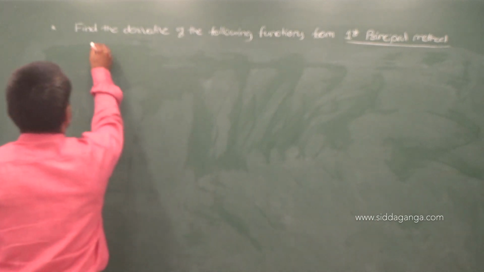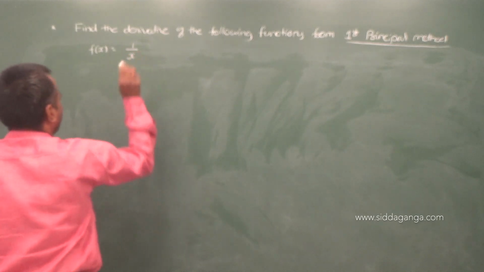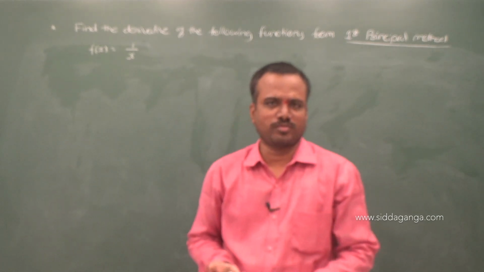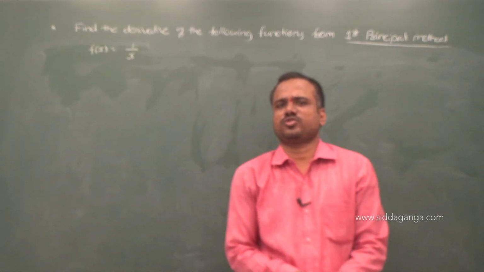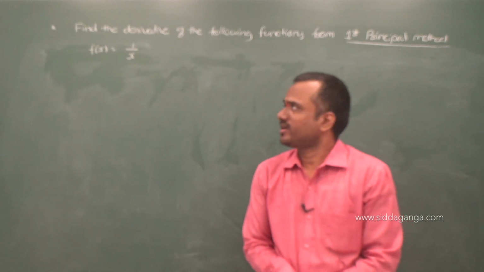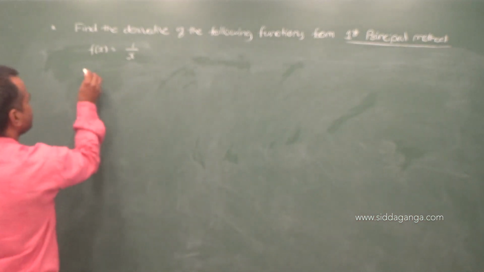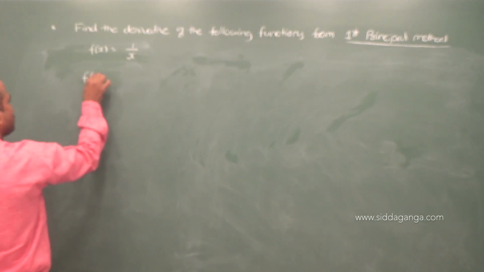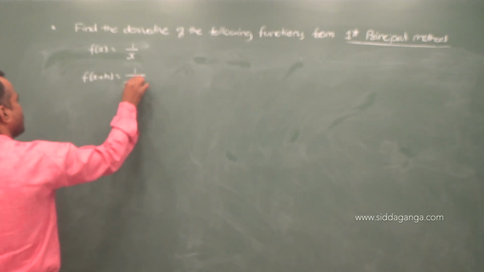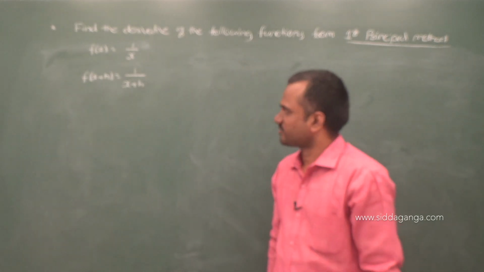f of x is equal to 1 by x. Already you know the derivative of 1 by x is minus 1 by x square. That you know. So we will check it with the same procedure. f of x plus h is 1 divided by x plus h.